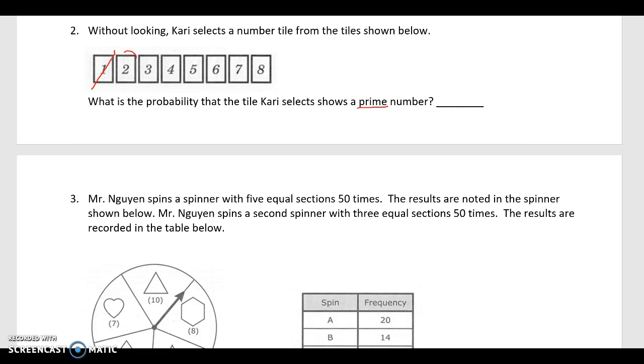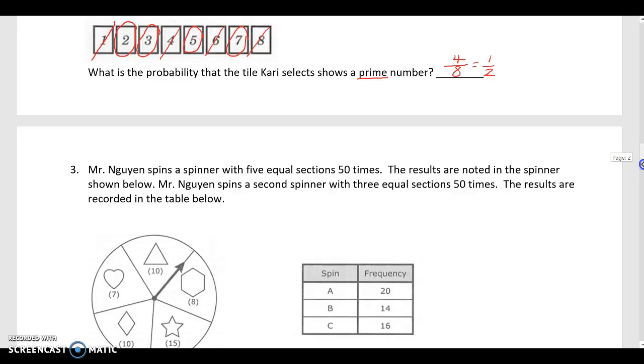Is 2 a prime number? Yes, I'm going to circle that. 3? Yes. 4? No, that's divisible by 2. 5? Yes. 6? No. 7? Yes. 8? No. So the probability of a prime number, how many prime numbers did we circle? 1, 2, 3, 4, over how many tiles? 1, 2, 3, 4, 5, 6, 7, 8. 4 over 8. You can simplify to 1 over 2.